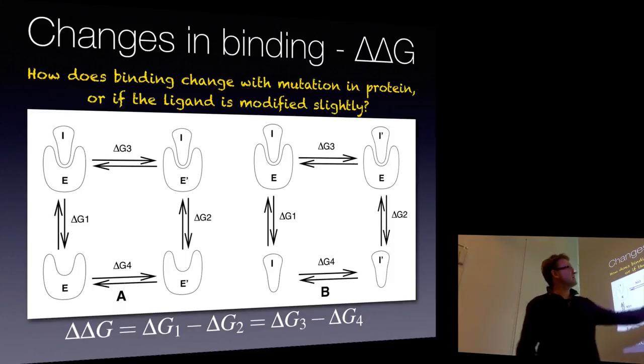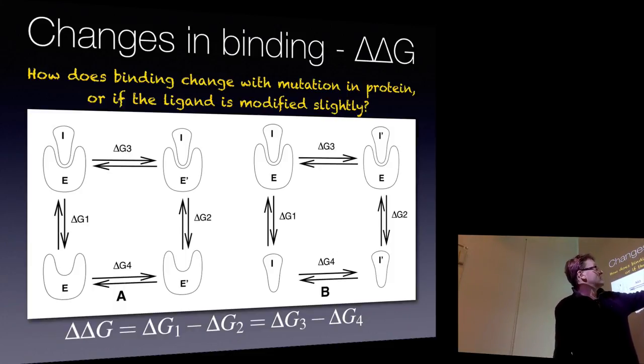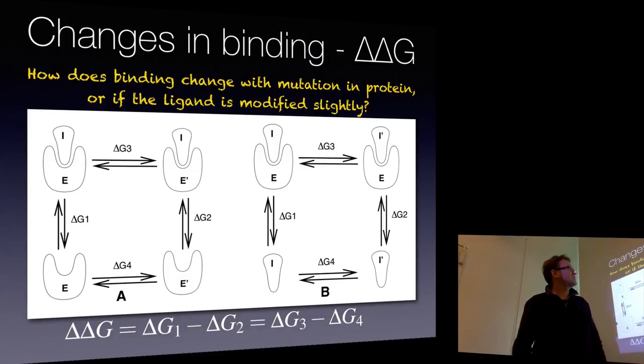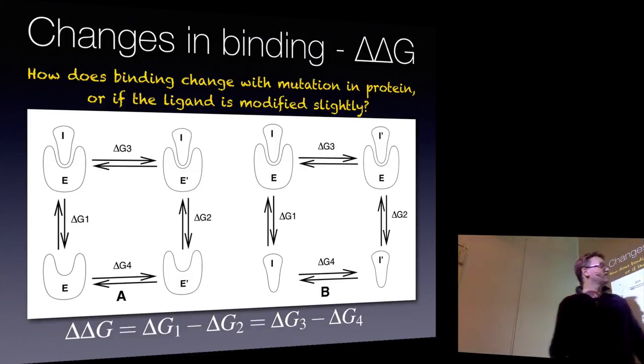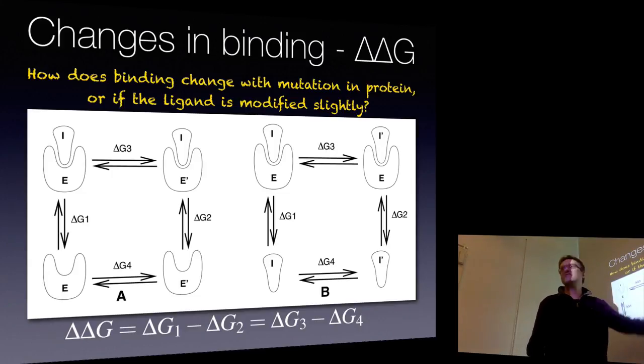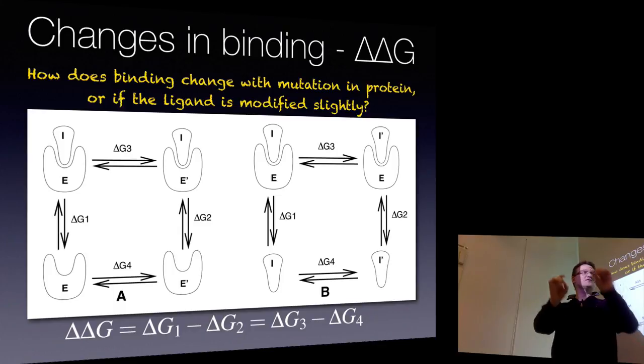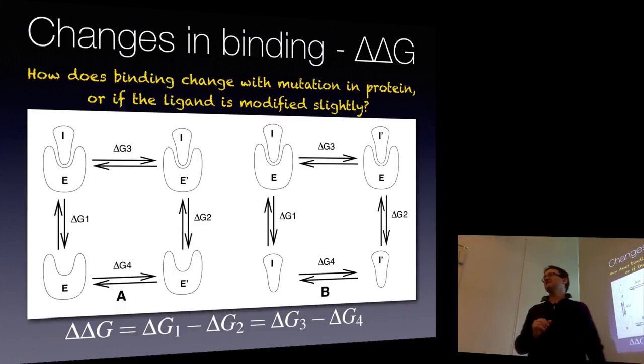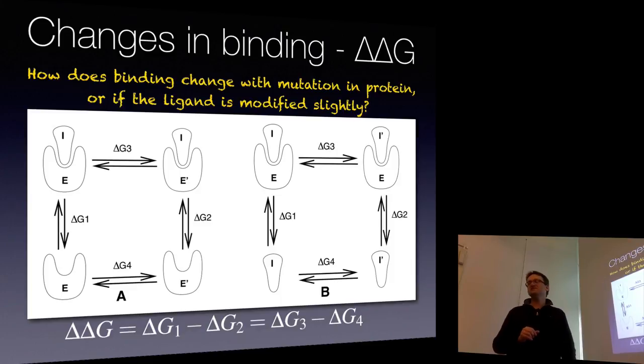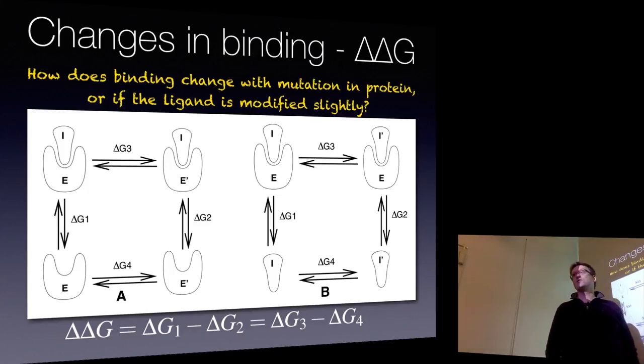Or same thing with an inhibitor. Assuming that you add a small ethyl group or methyl group to it, that would be I prime. Then we would see how much better I prime binds compared to I. Here is where it gets complicated. The binding free energy is a delta G, a difference, but here we're looking at differences of differences, which is delta delta G. And normally, in 99% of the cases, that's what you're interested in. How does the binding free energy change? The binding energy is itself a difference, so what is the difference in the difference when you do mutations in the protein or when you change your molecule?